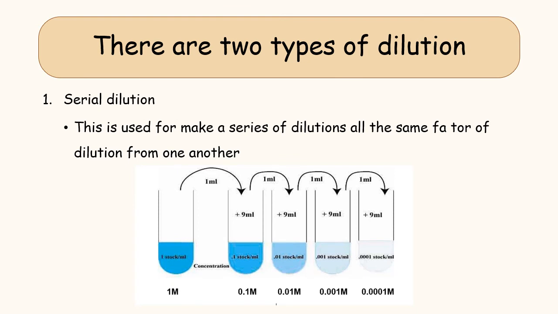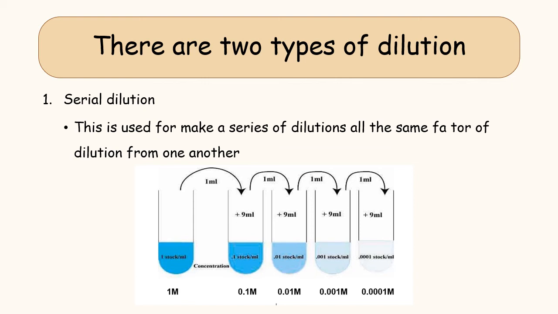There are two types of dilution. Serial dilution is mostly used in biology. It's less common to use it in chemistry. The only time that you would use serial dilution really is for changing the pH of solutions.